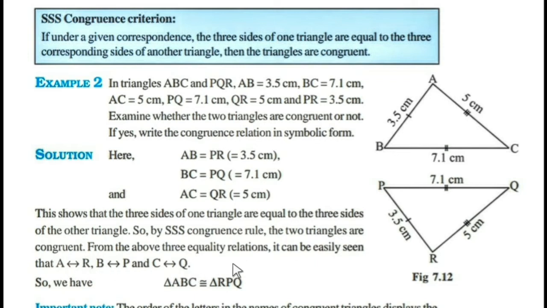From the above three equality relations, it can be clearly seen that A corresponds to R, B corresponds to P, and C corresponds to Q. So we have triangle ABC congruent to triangle RPQ. This is the sign of congruence. So ABC congruent to RPQ.